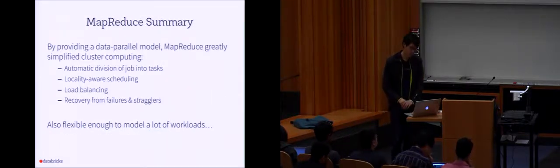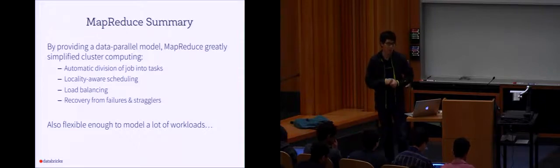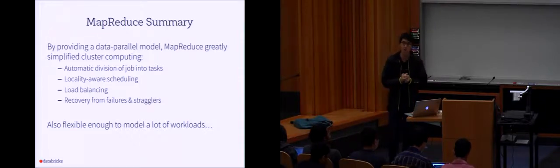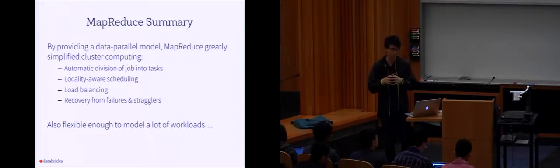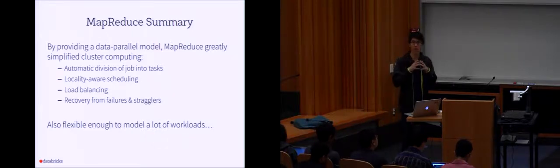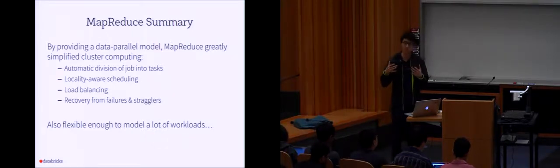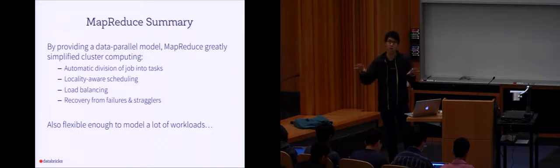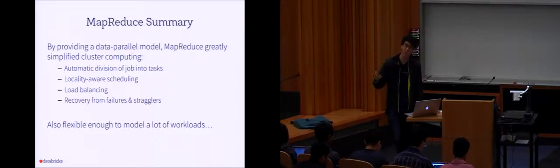So really, to summarize MapReduce, by providing a data-parallel, more restrictive programming model, MapReduce simplified cluster computing, because the lower-level framework, MapReduce itself, takes care of the division of jobs into tasks. It schedules them, and even mitigates faults. If there are faults, you relaunch, and you should make sure the job can still finish running. And you also try to mitigate stragglers. So if there are nodes that are slow, the framework will take care of that problem.